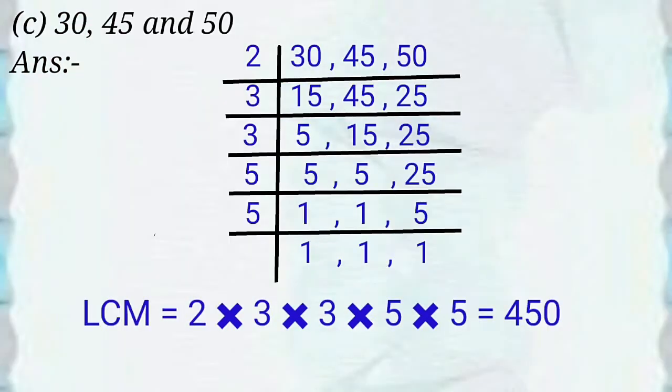C part is 30, 45 and 50. So here 30 and 50 divided by 2 gives us 15, 45 and 25. Here 15 and 45 divided by 3 gives us 5 and 15 and 25. Here 15 divided by 3 gives us 5, 5 and 25. Here 5, 5 and 25 divided by 5 gives us 1, 1 and 5. Now 5 divided by 5 gives us 1, 1, 1 at the bottom. So LCM is equal to 2 into 3 into 3 into 5 into 5 is equal to 450 answer.